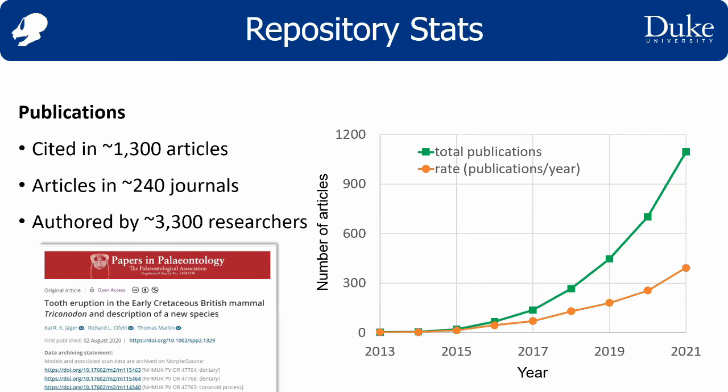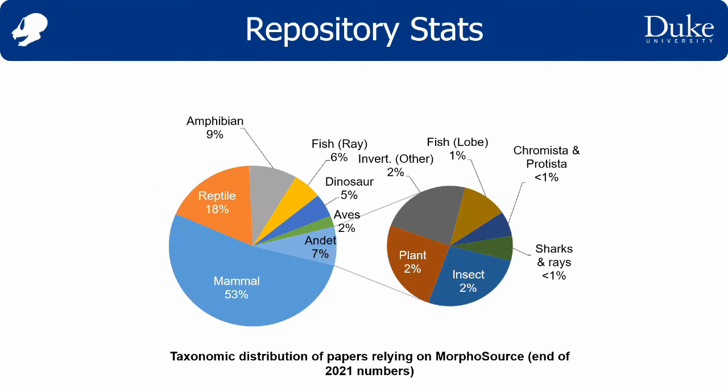In terms of scholarly impact, we need to look at publication and citation rates. So at this point, MorphoSource has been cited as a source or repository for data in about 1,300 peer-reviewed articles and 240 journals. And you can see the growth rate there. So we're serving as the data access point for a lot of research right now.